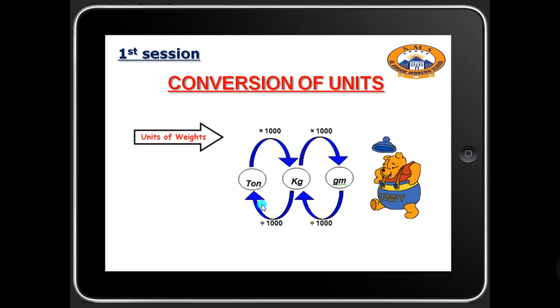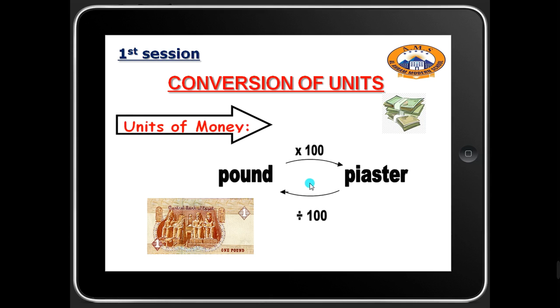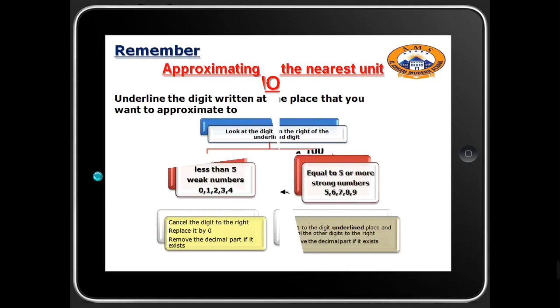The units about weight are so easy. From ton to kilogram, we multiply by 1000. From kilogram to gram, we also multiply by 1000. And from small to big, we divide by 1000. From gram to ton, we divide by 1 million. When we convert from pound to piastre, I know that we're not going to use piastre anymore, but we have some exercises about this. From pound to piastre, we multiply by 100, and from piastre to pound, we divide by 100.